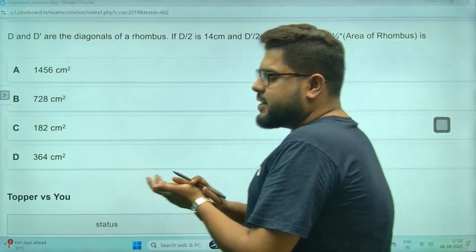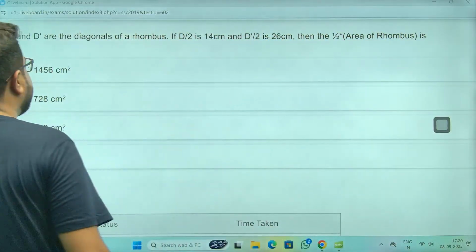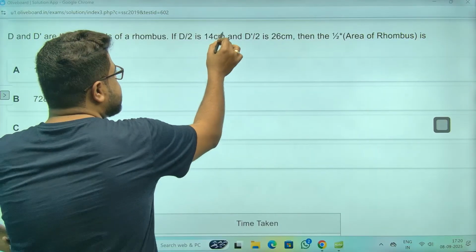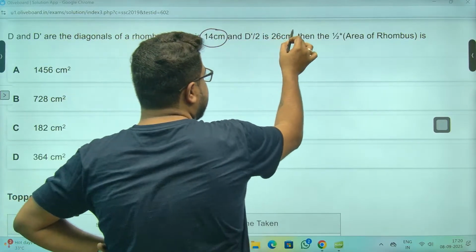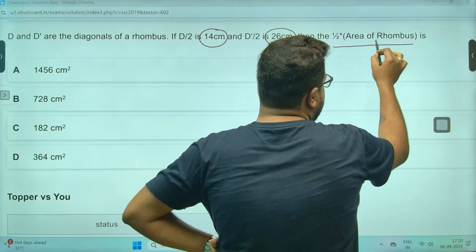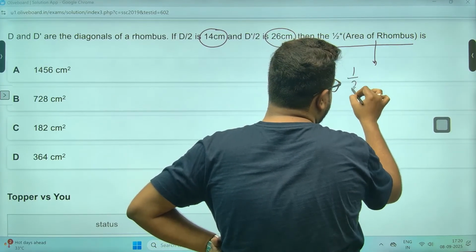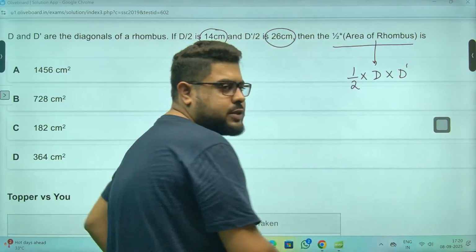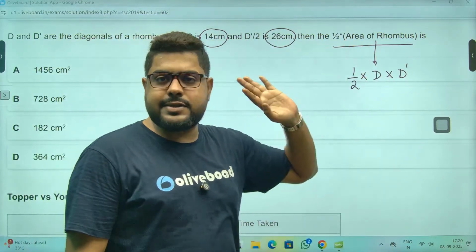Now, first question: D and D prime are the diagonals of a rhombus. D by 2 is given. D prime by 2 is also given. Find half the area of the rhombus. The area of the rhombus is half into D into D prime, right? We all know this, half into the product of the diagonals.